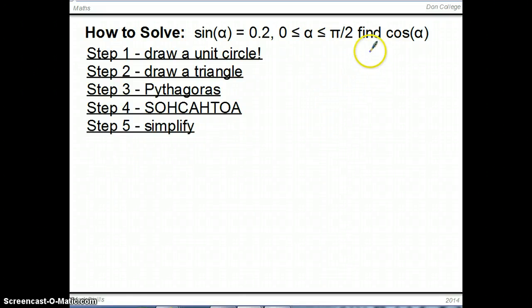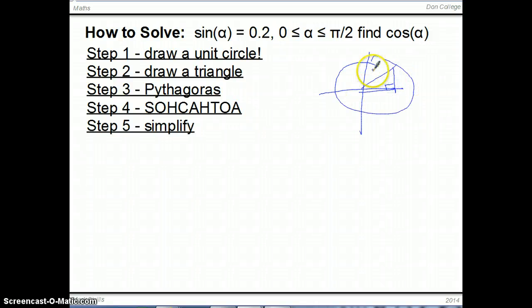So first step is to draw a quick sketch of a unit circle. We know that's 1, we know this is alpha, we are in the first quadrant, 0 to pi on 2, so everything's going to be positive, which is nice, and we know that this is 0.2 because the height of the triangle in the unit circle is sine alpha. We're looking for cos alpha, which is the base.